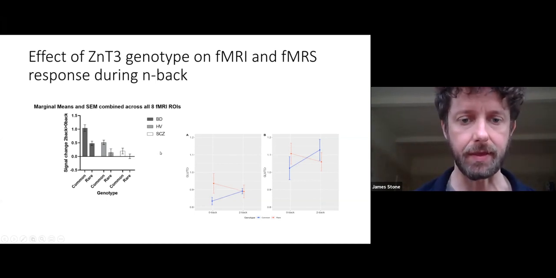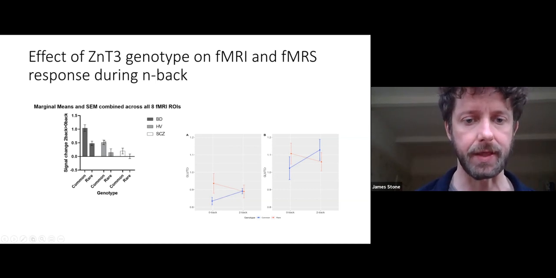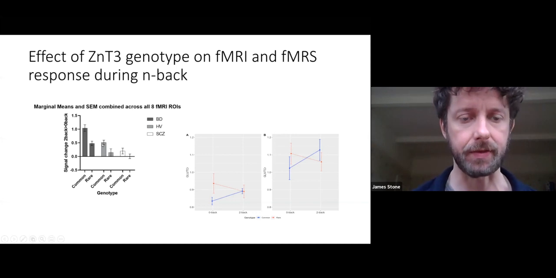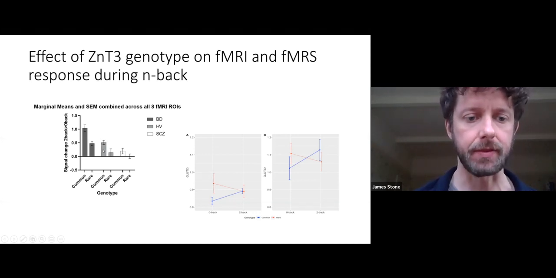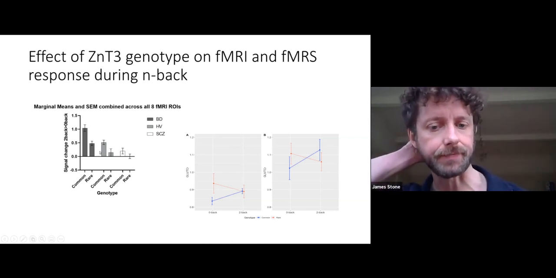So this is using standard fMRI. Looking at the bold activation, the light grey here is healthy volunteers. People with the common allele for the zinc transporter 3 gene tended to have more activation during 2 back over 0 back than those with the rare allele. Bipolar patients and schizophrenia patients showed the same pattern, but with a different level of activation.